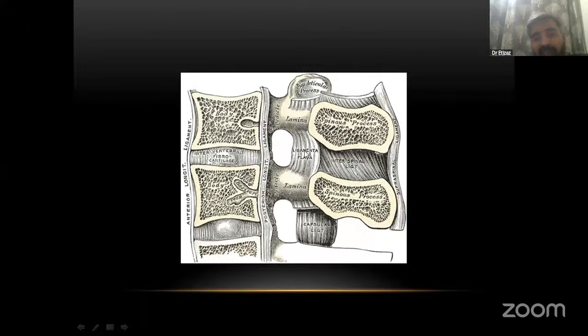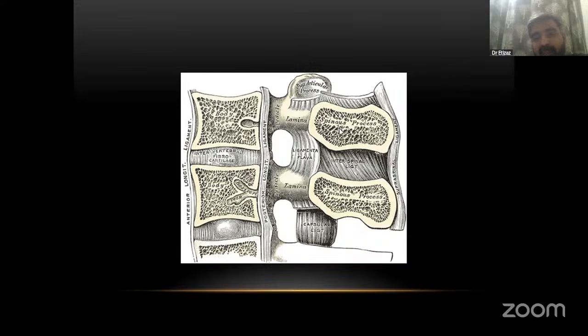How the ligamentum flavum is arranged is very important. It is arranged in a manner that from one lamina to the other lamina, at the level of lamina, it is spared. So you have to be careful about it.